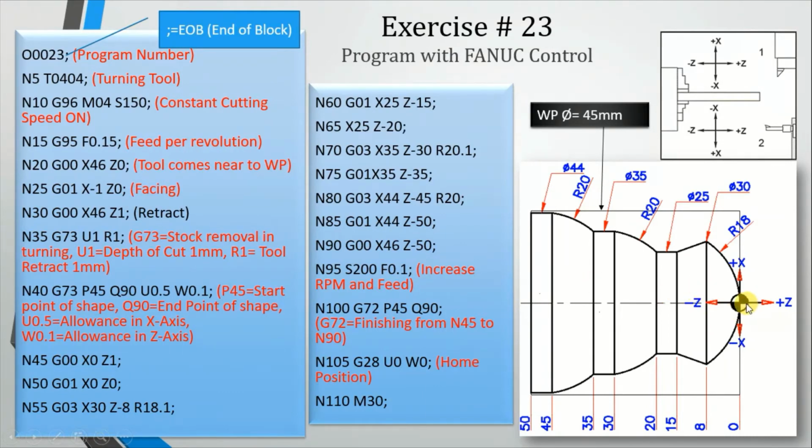Now the tool will come here, X0 Z1, and then the next block G01 X0 Z0, the tool will touch, it should be with the G01, and in the next command G03 X30 Z-8. So this is the arc anti-clockwise, counterclockwise, here at diameter 30. So G03 X30 Z-8, and the radius is 18.1. Actually before it should be 18 here.